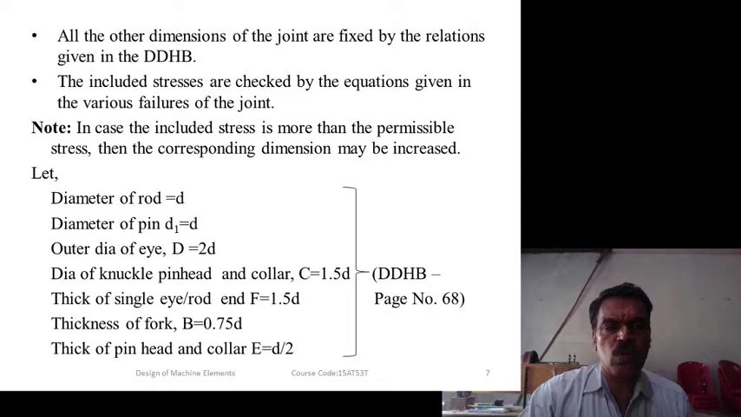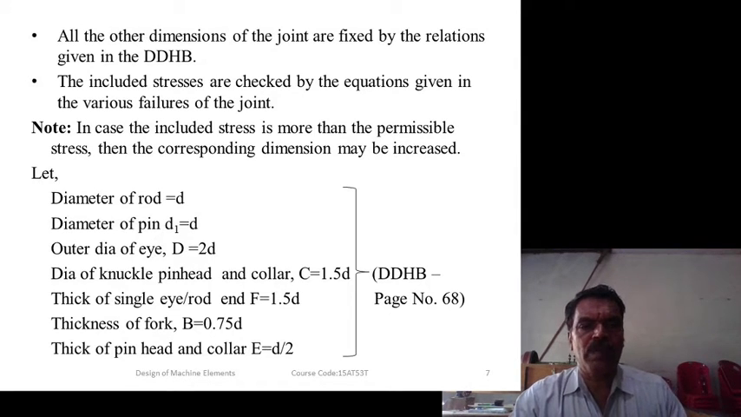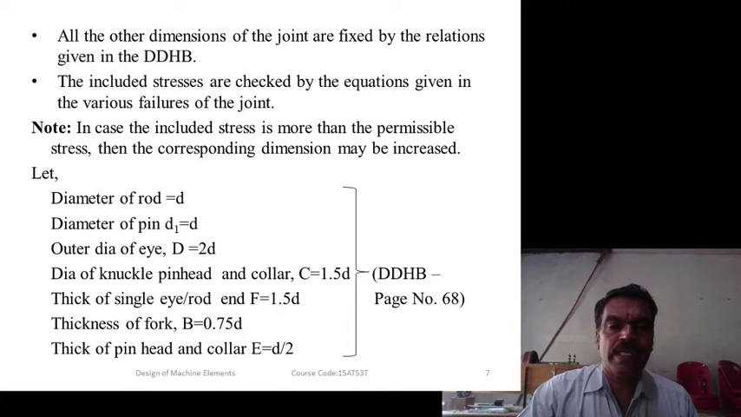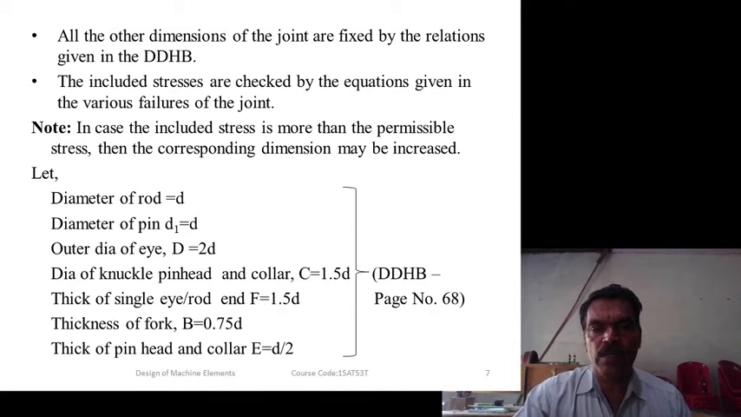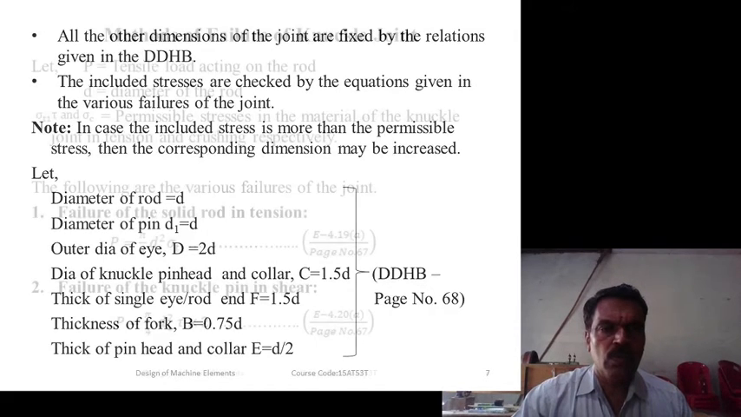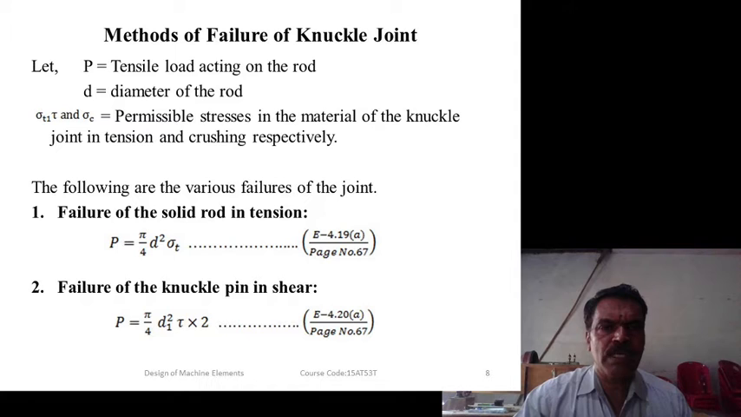So that is equal to 0.75 times D. The thickness of the pin head and collar is denoted by capital E, and that should be equal to D divided by 2. All these empirical formulae are printed in the DDHB, Design Data Handbook, page number 68. Okay, so now coming to methods of failure of knuckle joint.